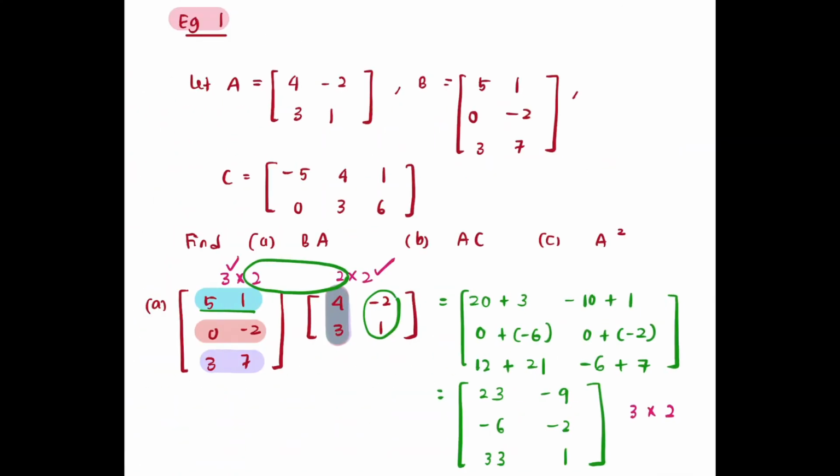Now let's see another example here. Given matrix A, B, and C with different sizes of matrix. The first question asks you for B times A. So just take matrix B, multiply matrix A. So this is your answer. And then the next question asks you for matrix A times C. So this is matrix A, multiply matrix C.